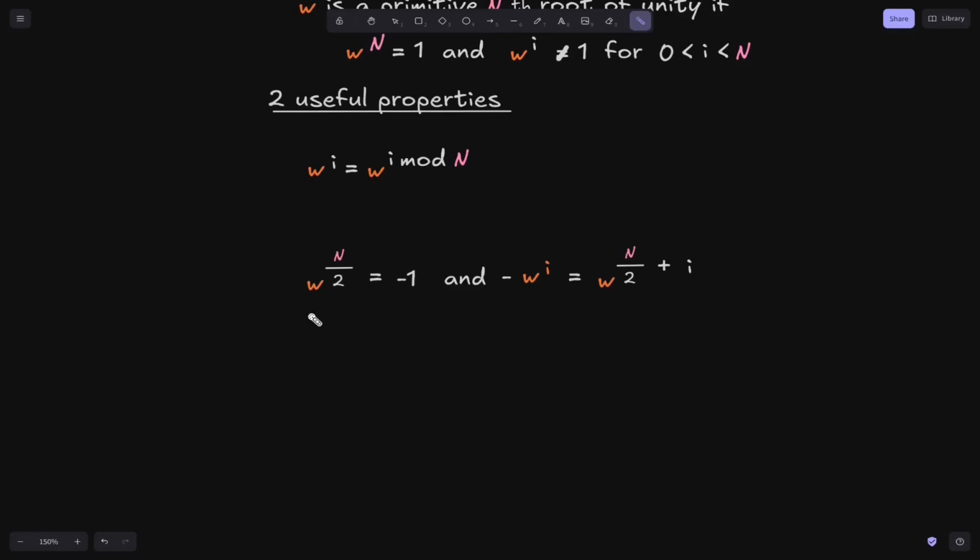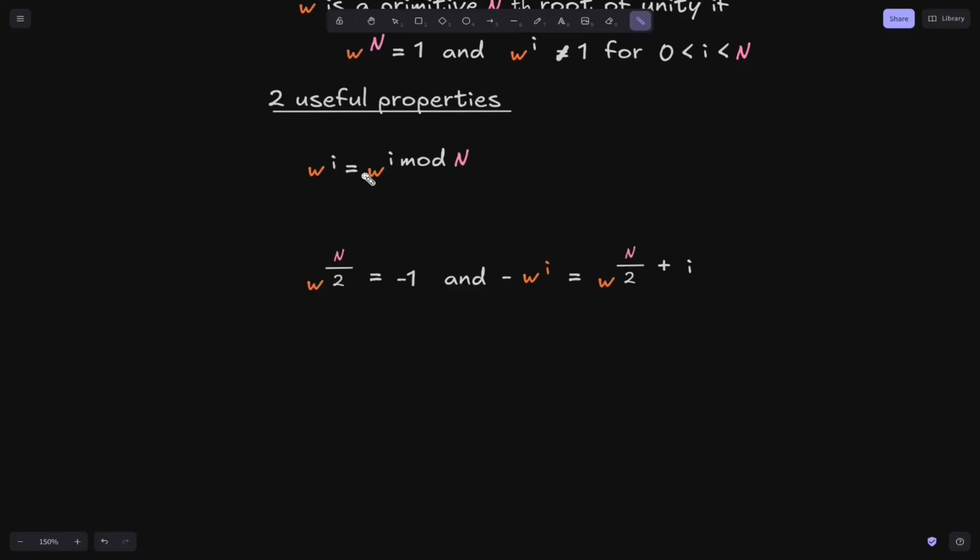And the second useful property is that under certain conditions, w raised to the power of n divided by 2 is equal to minus 1, and minus w raised to the power i is equal to w raised to the power of n divided by 2 plus i. So let's see why these two properties are true. Let's start with the first one.